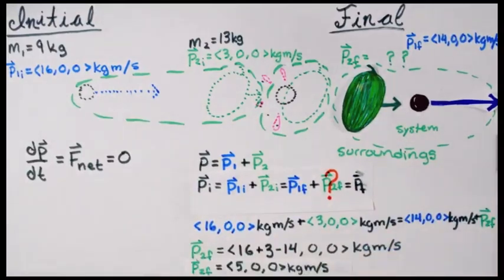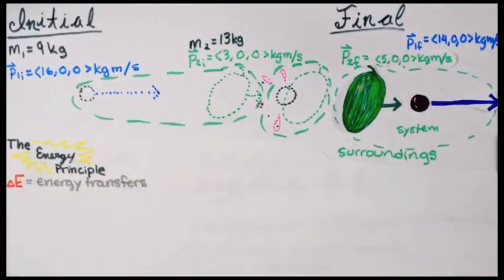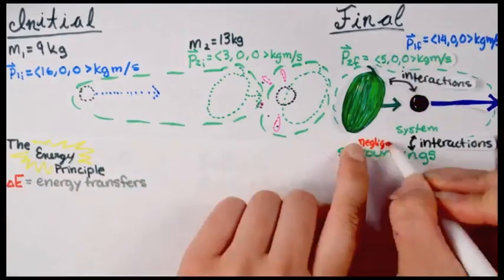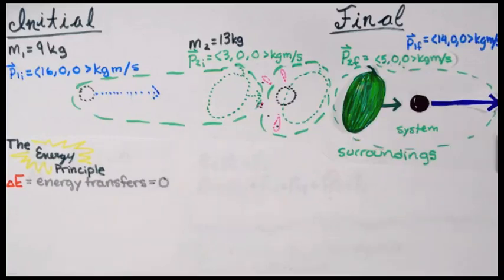Now we can learn more about this problem by applying our other fundamental principle, the energy principle, to this problem. We discussed earlier that the interactions of the multiparticle system with the surroundings are typically negligible compared to the interactions inside the system. So if we apply that same assumption here in the energy principle, we know that, effectively, the energy transfers to and from the surroundings, the right-hand side of the energy principle, are effectively zero.